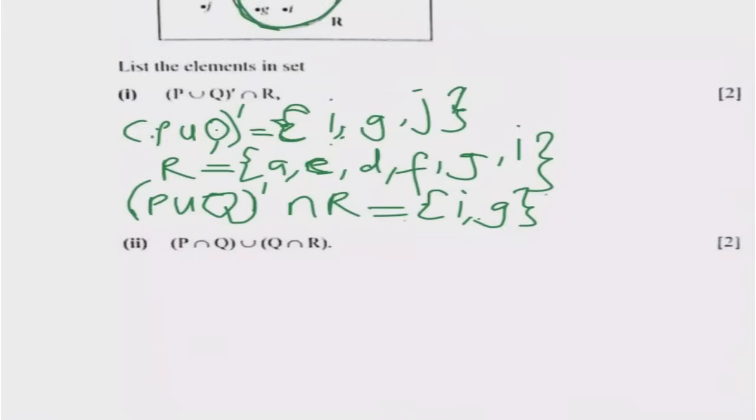P intersection Q union Q intersection R. Okay, so what we can do is again we dismantle the sets. So we have got P intersection Q, then we list the members. Again we have got Q intersection R, we list also the members. Okay, so what we can do now is we go to the diagram.